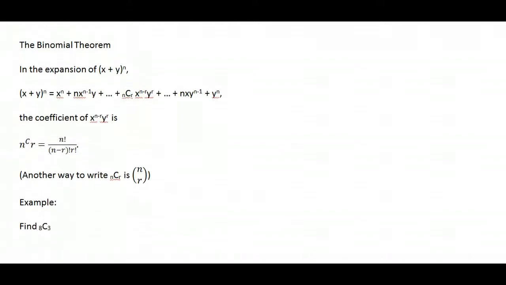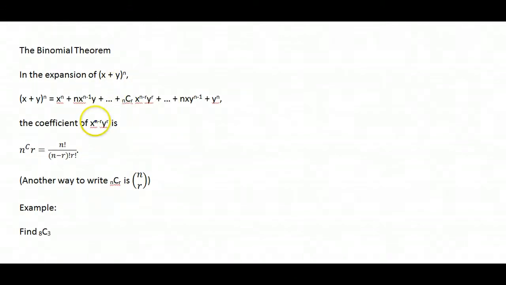Okay, here it is. In the expansion of (x plus y) to the n power, it equals x to the n plus n x to the n minus 1 y, plus dot, dot, dot, and then this is n combination r, x raised to the n minus r power, y to the r, plus and so on, all the way out to y to the n. Now, don't worry about that, okay? There's a pattern that makes you use the binomial theorem very easily and quickly.